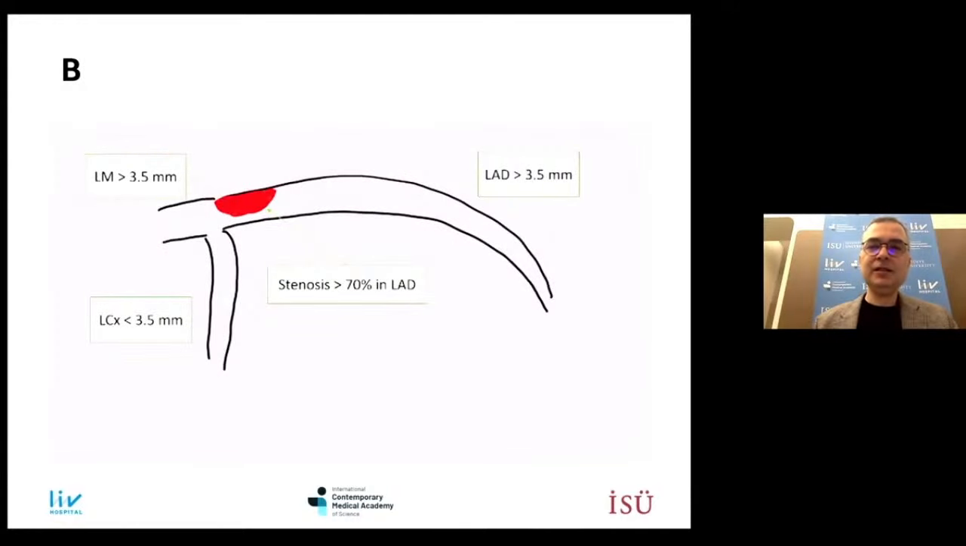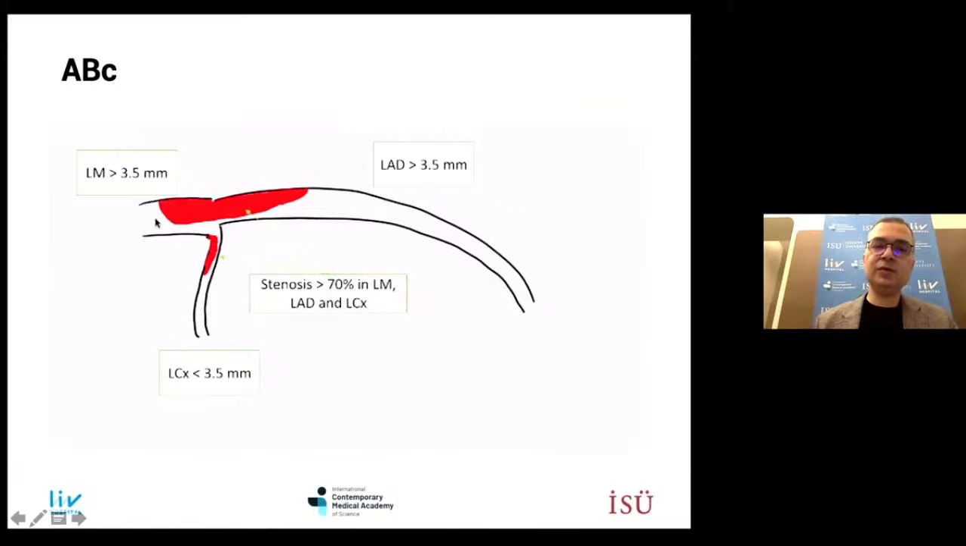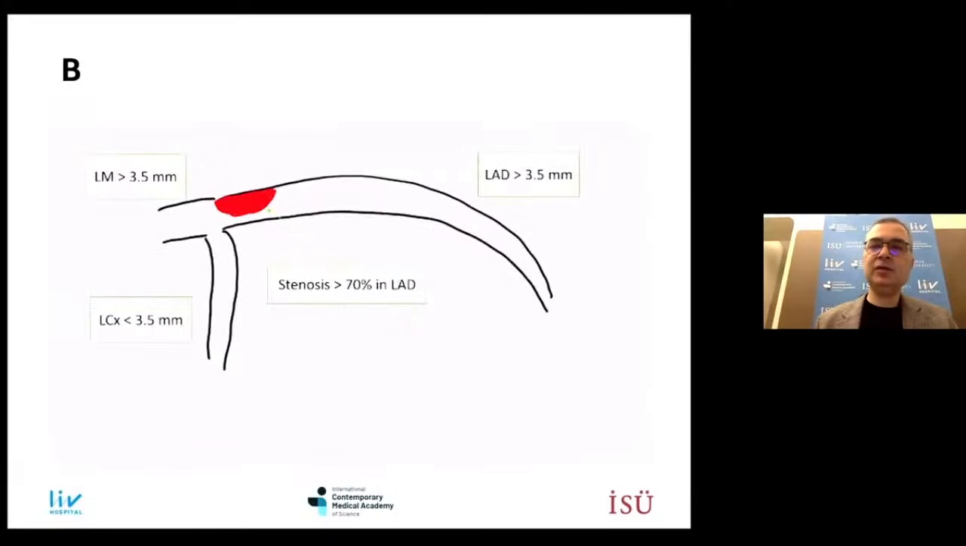In this example, we have a disease in the left anterior descending, a 010 lesion in Medina, but now we classify it as B because in the first diagram, the A is the proximal main branch, which is the distal left main. B is the ostial LAD, and C is representing the circumflex. So in this example, this is only an uppercase B.